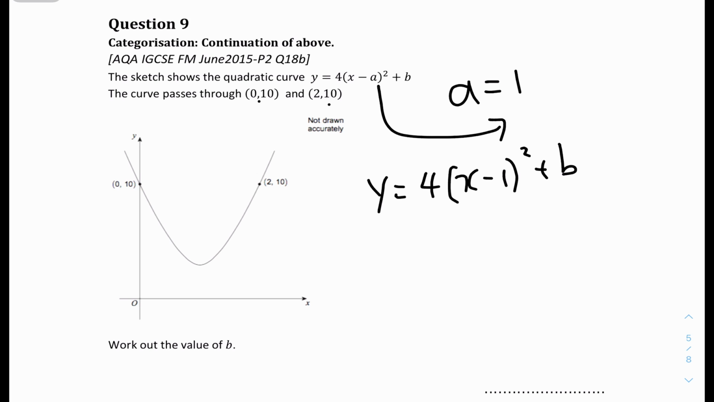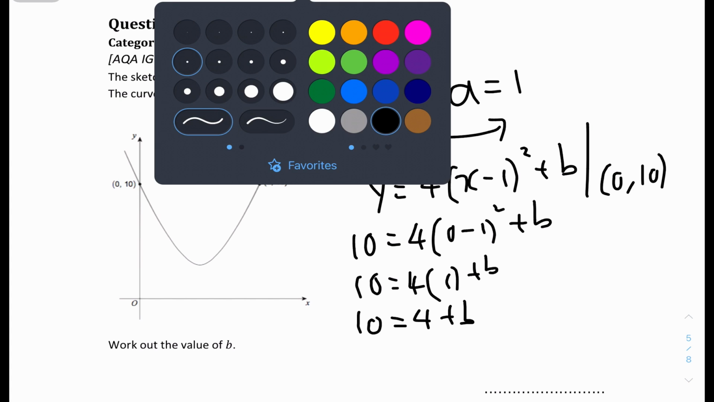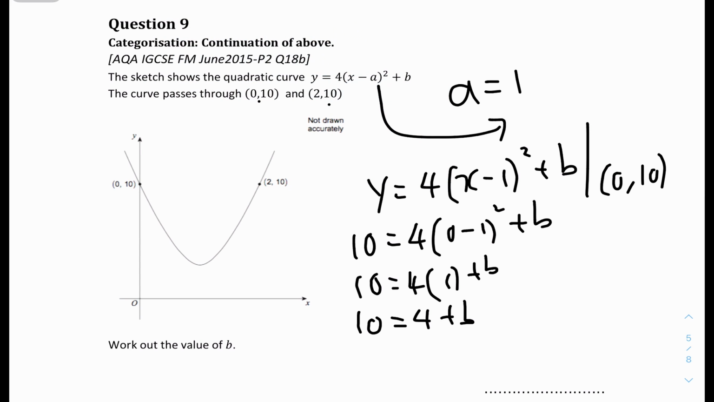So in this case, we'll just choose x equals 0. So we're going to do when basically x is 0 and y is 10. So it'll be 10 equals 4(0 minus 1) squared plus b. So 0 minus 1 will be minus 1, and minus 1 squared will be 1, plus b. So it'll be 10 equals 4 plus b. So to find b, just minus both sides by 4. So 10 minus 4 will be 6. Therefore b is 6.